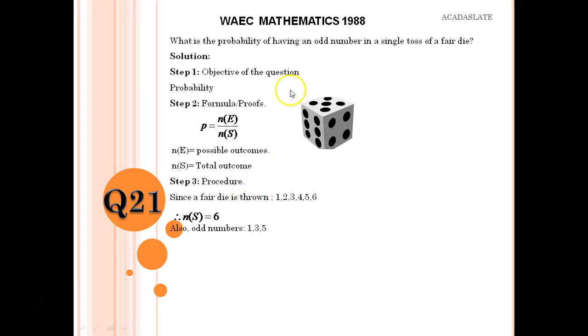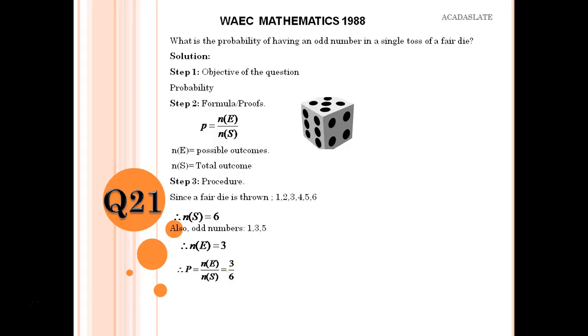But from the question, we are asked to find the probability of having an odd number in a single toss. So from the total outcomes, which is 6, we are expected to check the number of odd numbers in the total outcomes. The odd numbers here are 1, 3, and 5. That is a total of 3. Now applying the formula of probability, which says the total number of possible outcomes over the total outcomes, we get 3 over 6.